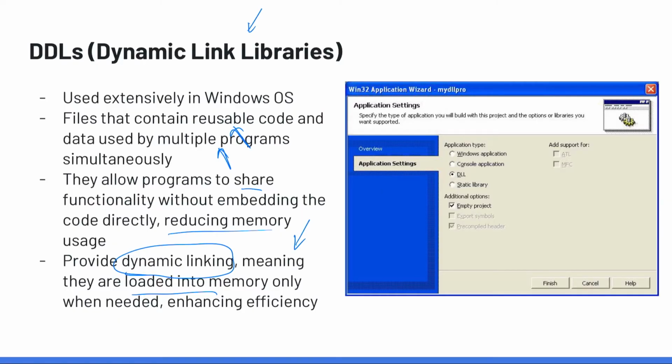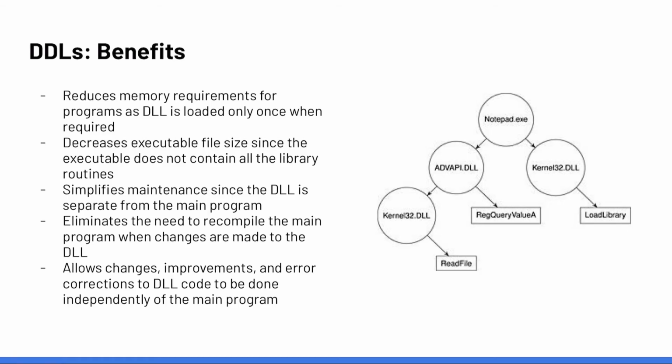They reduce memory usage. That brings us to our benefits: reducing memory requirements for programs, and reducing file sizes, because, for example, spell check is not necessarily going to be part of Microsoft Word. So if we just install the core Microsoft Word, then it's going to be a smaller file.